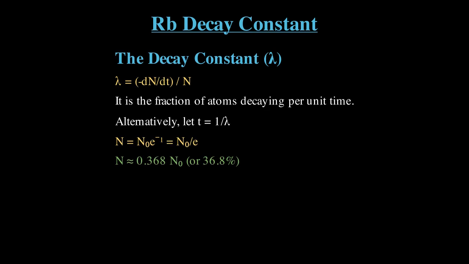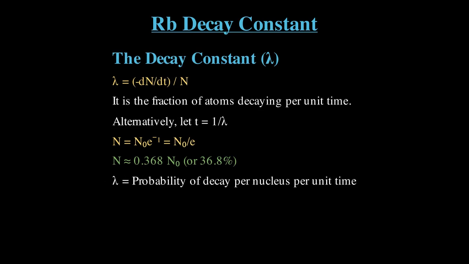So, lambda can also be defined as the reciprocal of the time during which the number of atoms in a sample falls to about 37% of its initial value. Fundamentally, lambda represents the probability of decay of a single nucleus per unit time.